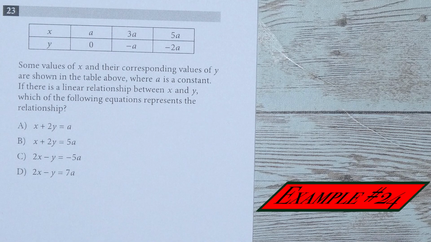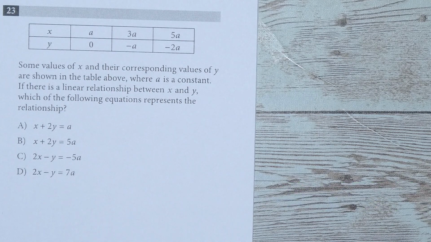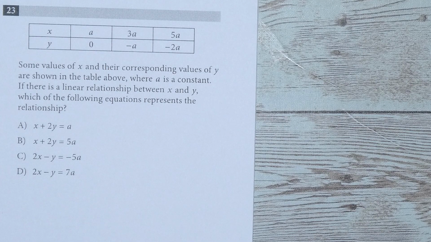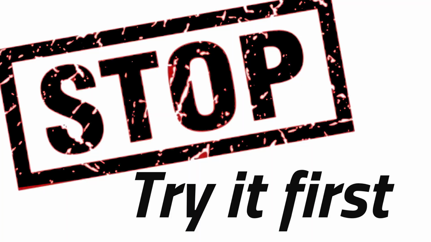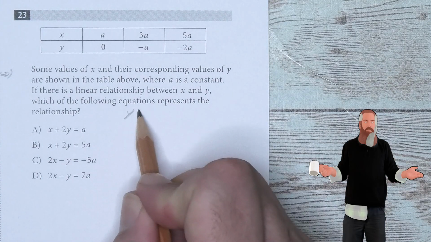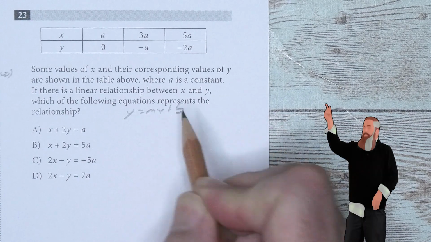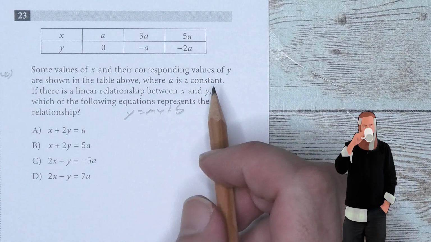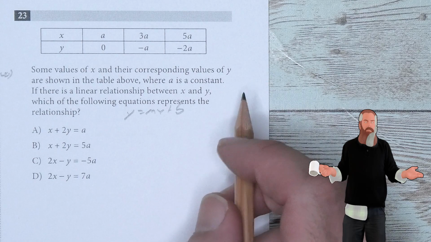Some values of x and their corresponding values of y are shown in the table above, where a is a constant. If there is a linear relationship between x and y, which of the following equations represents this relationship? So it's linear, which means we're dealing with y is mx plus b. Let's go find what our slope is by choosing two of these points.